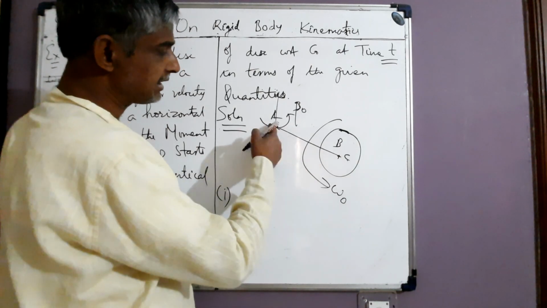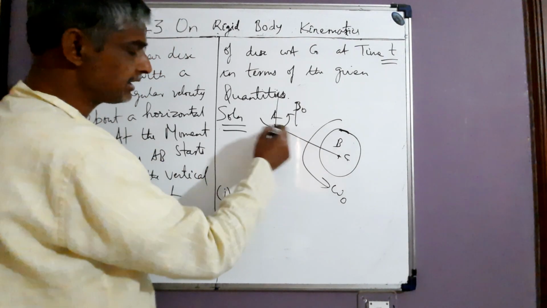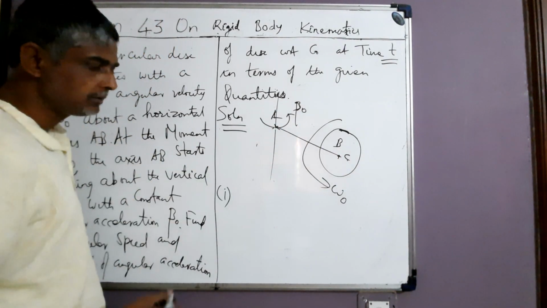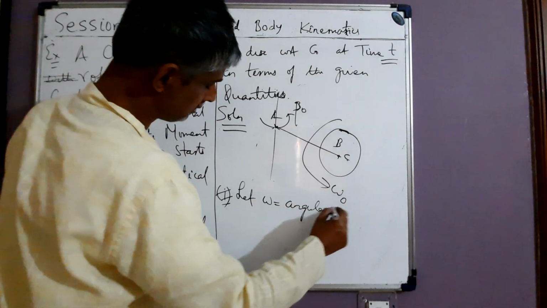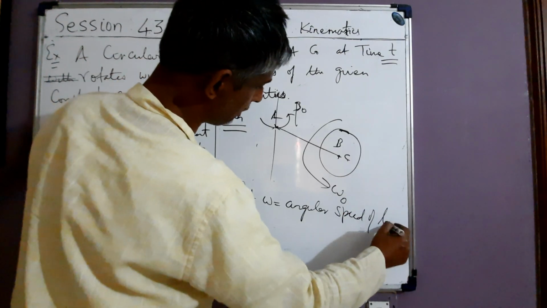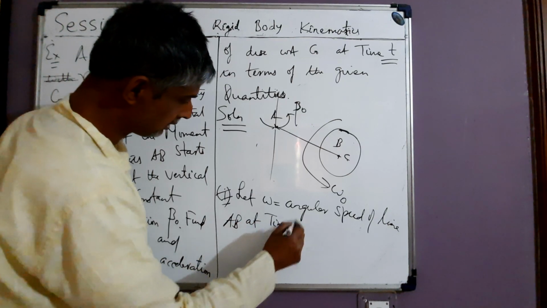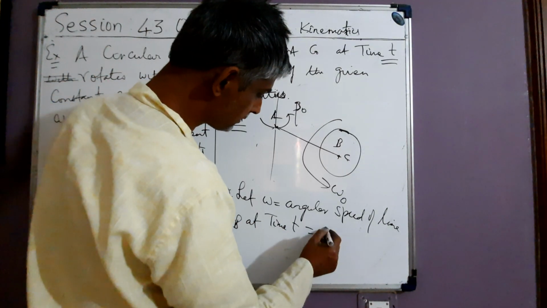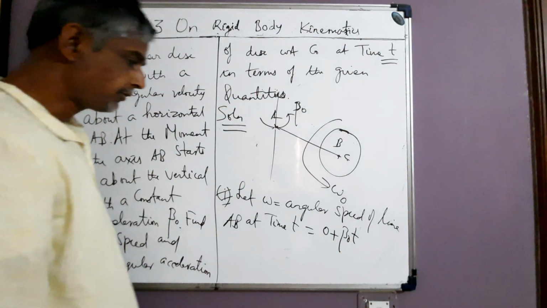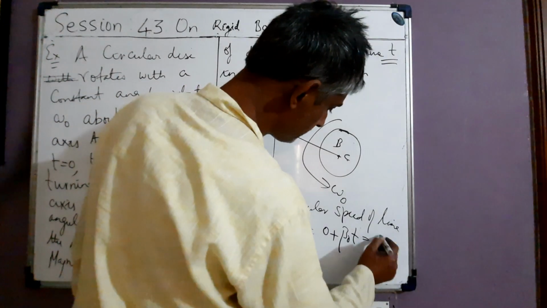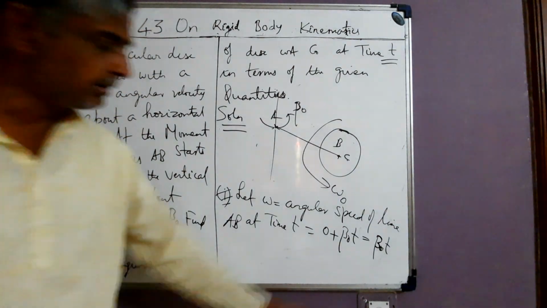At time t, this line AB turns at a constant angular acceleration beta naught starting from rest. So let omega be the angular speed of line AB at time t. That is just 0 plus beta naught t. Since beta naught is constant, the angular speed of line AB at time t is simply beta naught t.